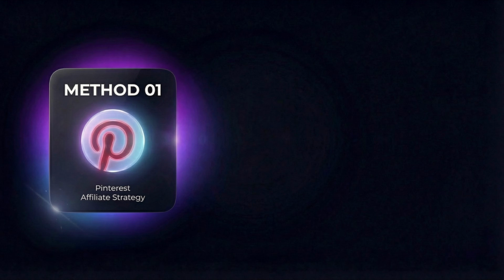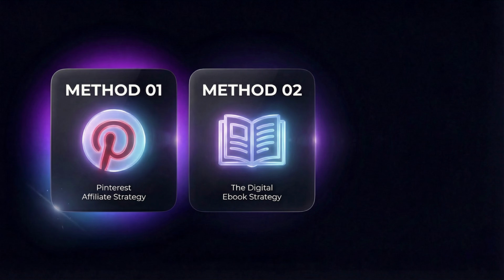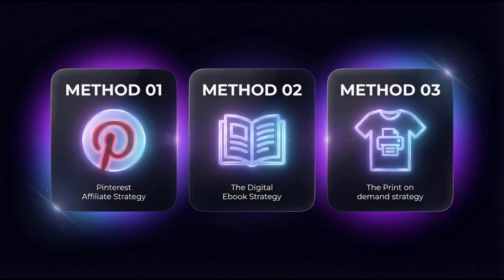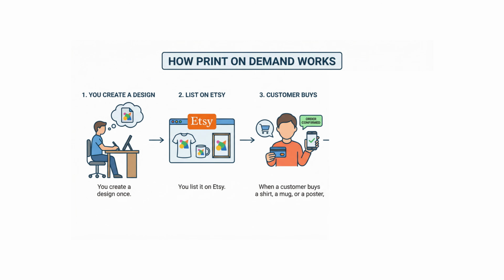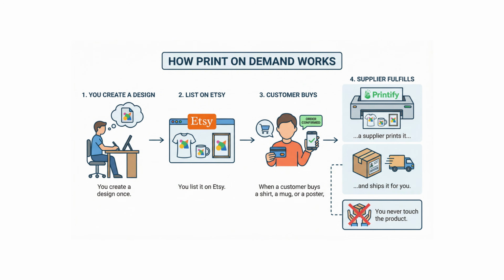We've covered affiliate marketing, we've covered digital products, but method number 3 is where we build a real physical brand with zero risk. This is the AI print-on-demand strategy. Here's how it works. You create one design. You list it on Etsy. When someone buys a shirt, mug, or poster, a supplier prints it and ships it for you. You never touch the product.